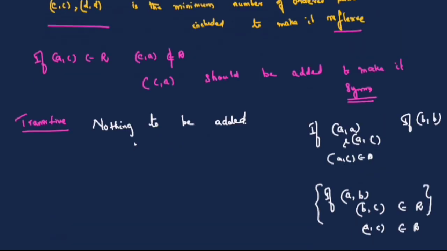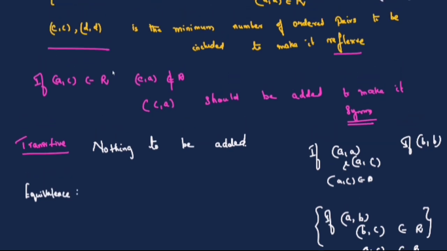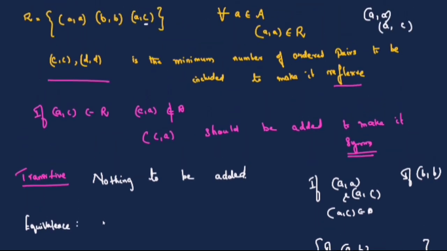Now the last one is to make it an equivalence relation. Whatever you have written here, you should write again. To make it equivalence, you should add (c,c), you should add (d,d), then you should add (c,a). That's all.